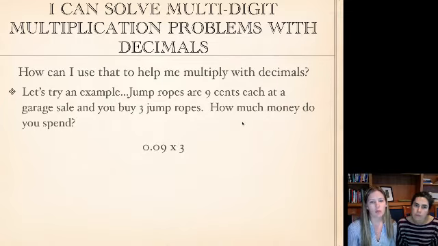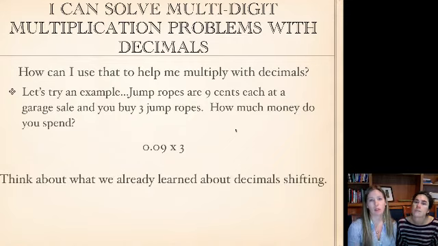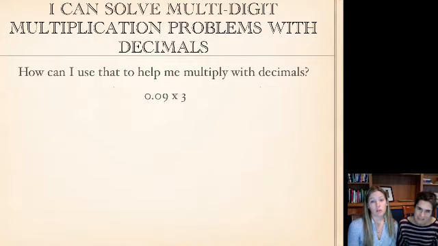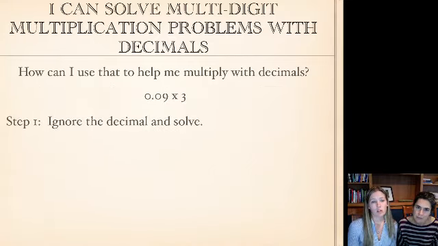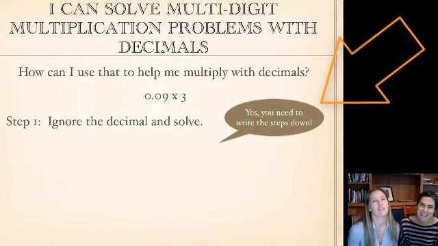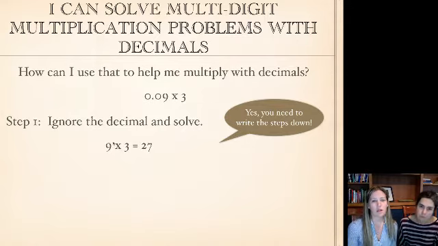If you look here, we've got 9 cents times 3. We're going to think about what we already learned about the decimal shifting. The first thing we talked about was ignoring it. So if we ignore the decimal first, we're going to solve it. And yes, write these down. Step 1: ignore the decimal and solve. In this case, 9 times 3, because I'm just ignoring the decimal. 9 times 3 is 27.